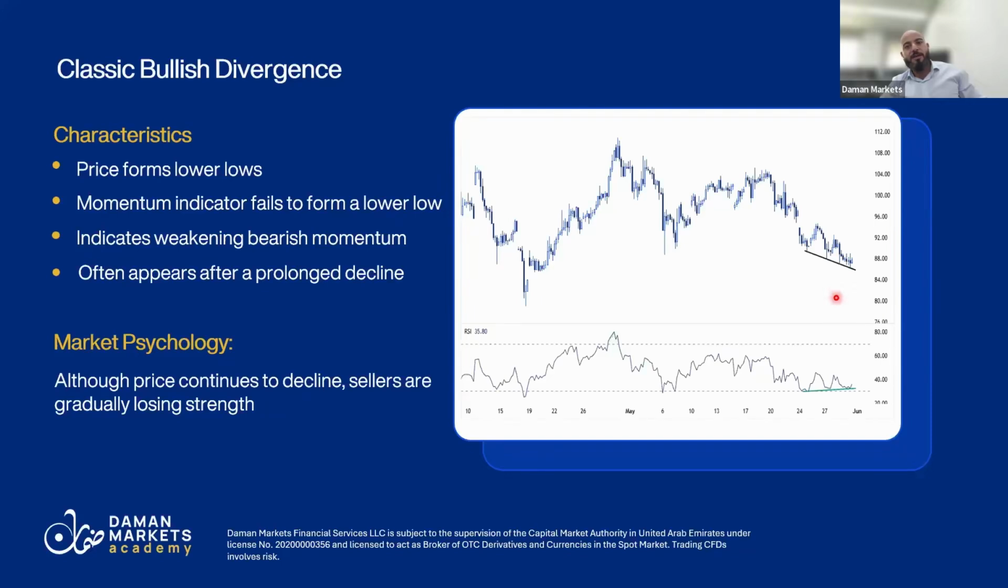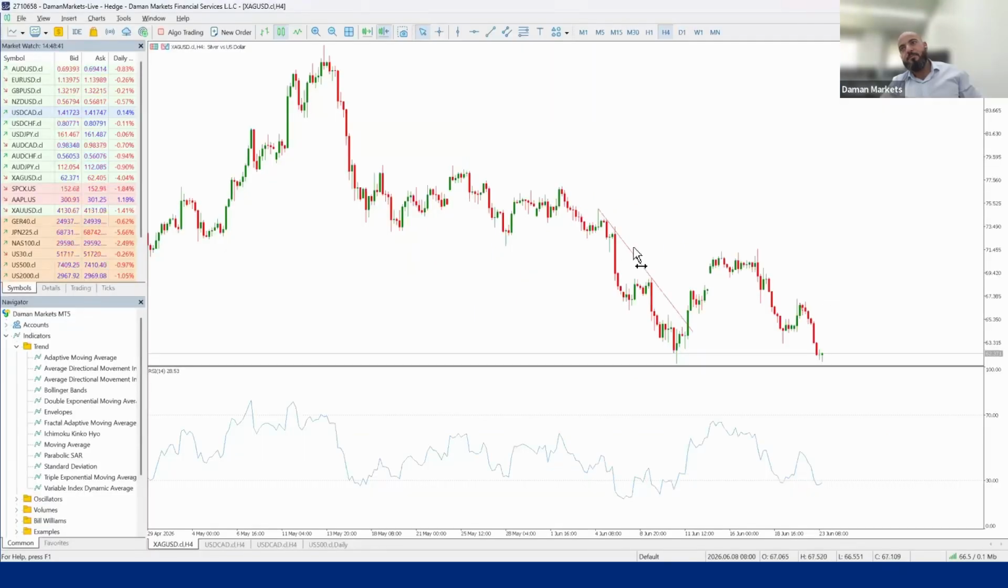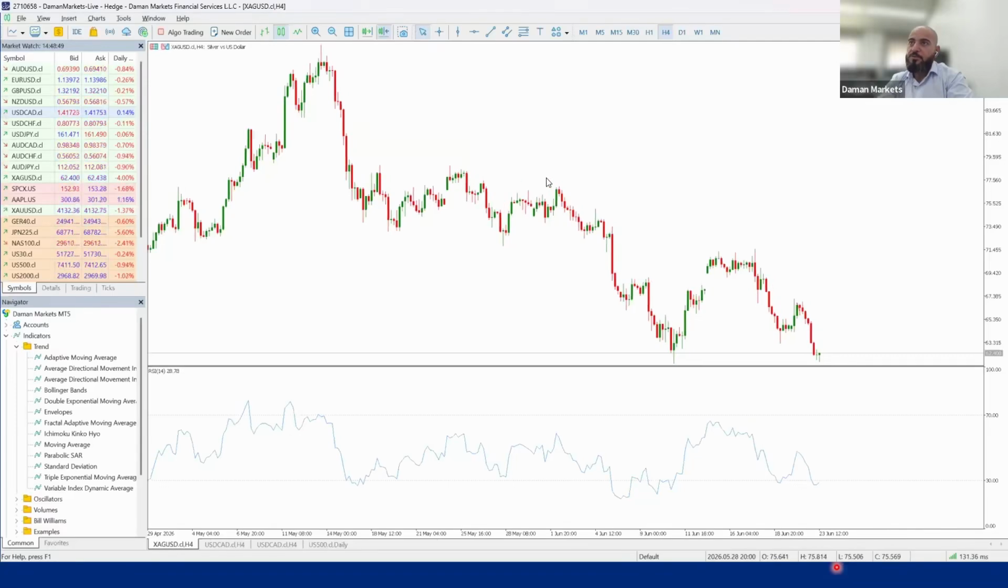Let's go to our platform to see an example of this bullish classic divergence. So here prices are moving down. If you take from this point here, you can see prices are going down, up, down, up, down, up, always lower highs, lower lows, lower tops, lower bottoms.